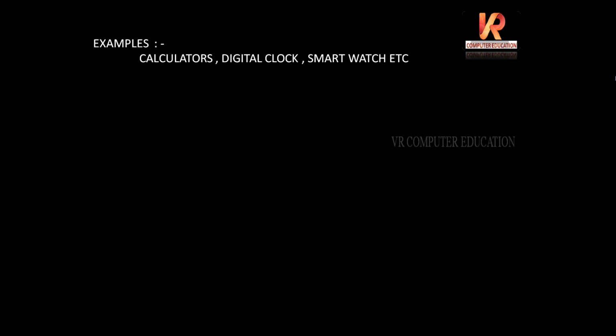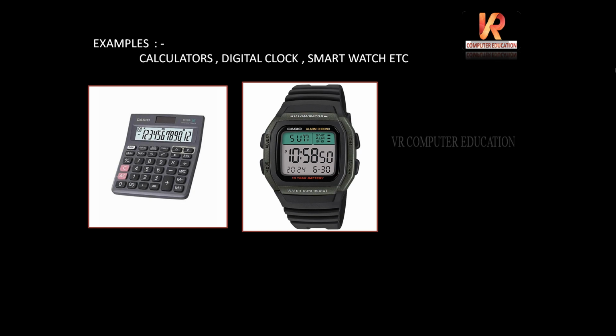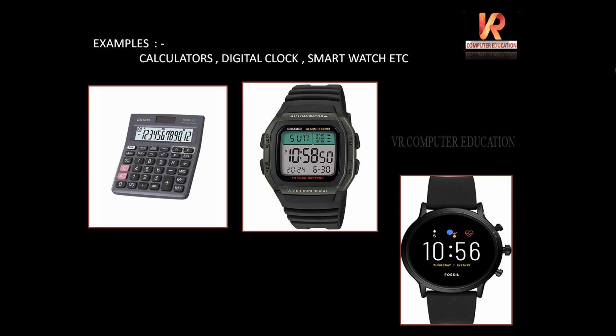Next, examples of computers we'll see: calculators, digital clocks, smart watches, etc. are some of the examples. You can see the diagrams. You can see the numbers are not continuous, they are split up, as you can see in a calculator. Smart watches, say a digital watch, and this is a smart watch. So these are some of the examples for digital computers.